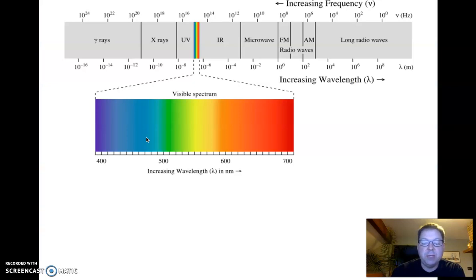We can see only the small part in the middle, where you can see the rainbow, but we also have gamma rays, X-rays, ultraviolet rays, infrared rays, microwaves, and radio waves. It's all a spectrum. It's a larger spectrum. Our eyes, to be clear, this whole spectrum exists. Our eyes can only perceive a small part of it.